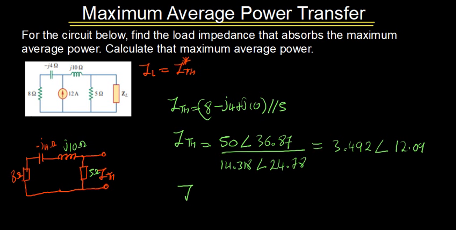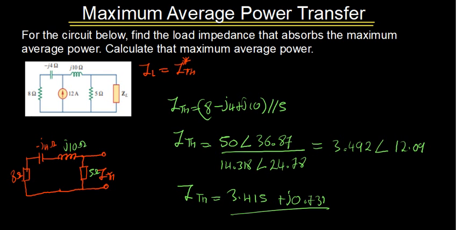What I get on my calculator is 3.41454667, of which if I round off to 3 decimal places, I'm going to get 3.415. Then the imaginary part will be plus j0.731. This is what I have as my Thevenin impedance.